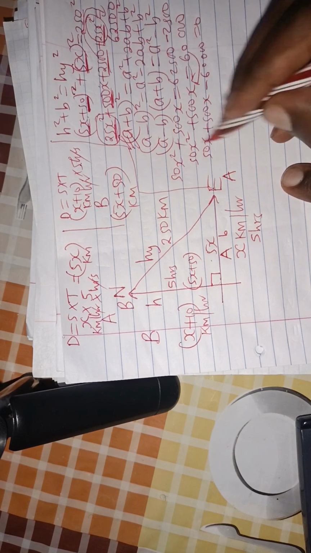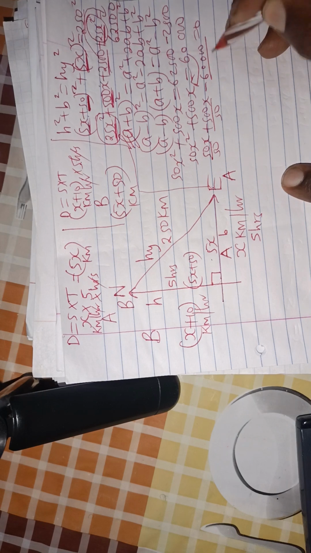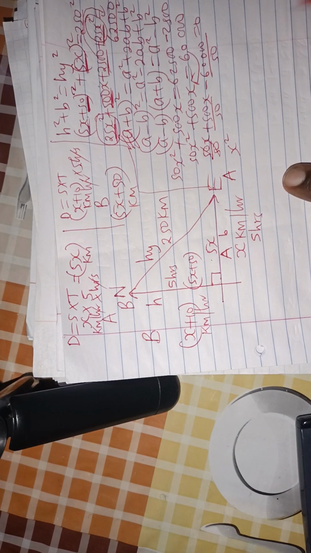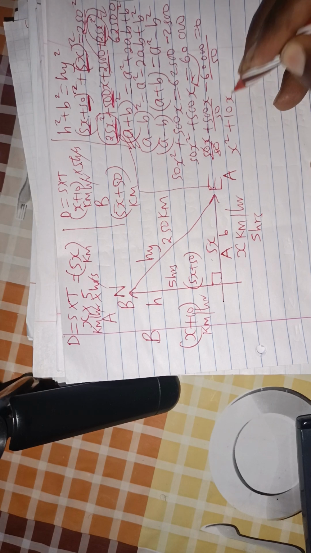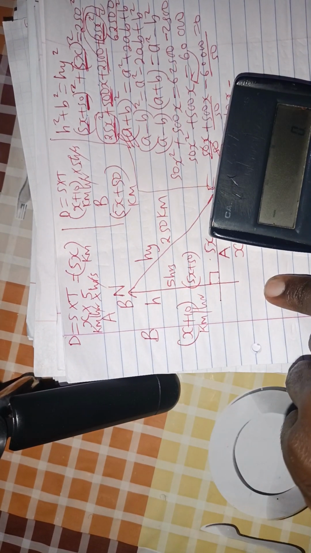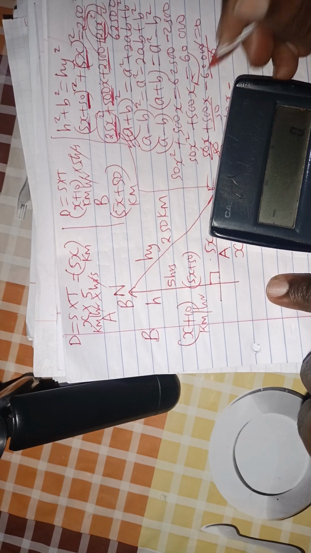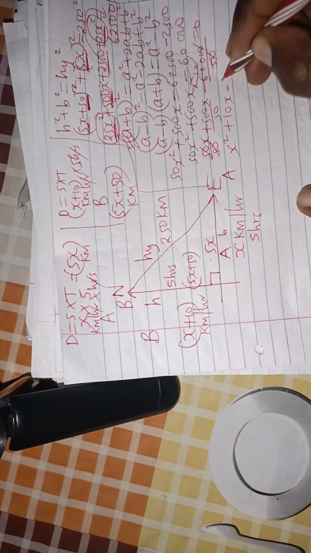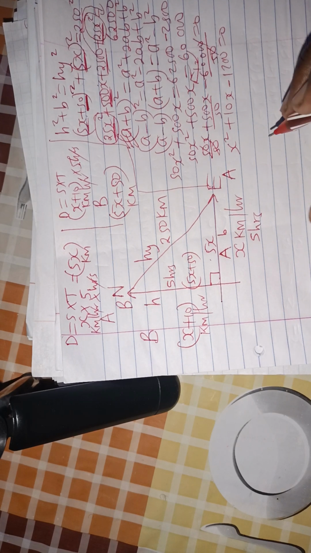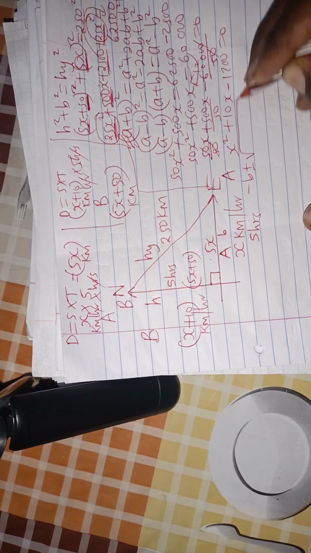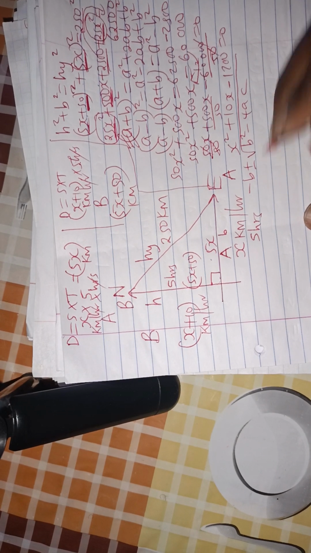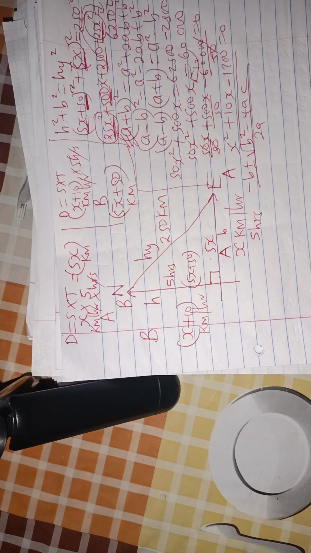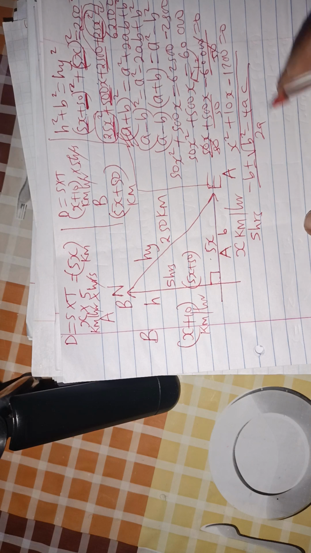A quadratic equation. Divide by 50 just to simplify it. So x squared plus 10x minus 1200 equals 0. Quadratic formula: minus b plus or minus the square root of b squared minus 4ac over 2a. You can use the quadratic formula or the factorization method, or you can use the graphical method, or the completing square method, or the quadratic formula I've just written here.